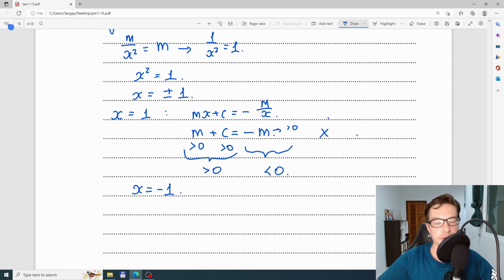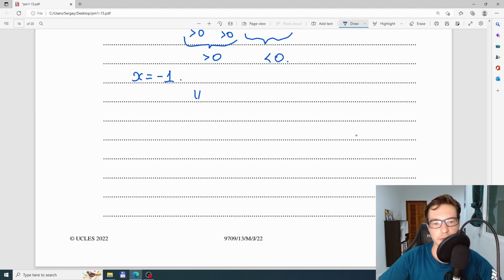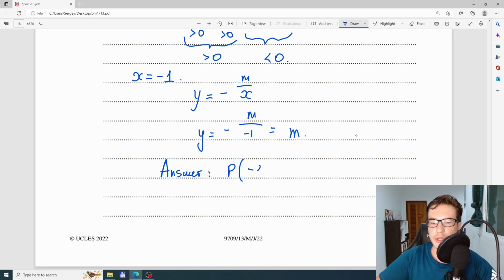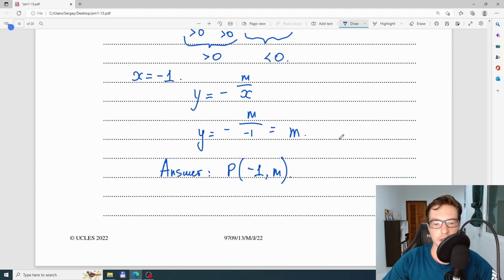And now all we have to do is substitute x equals minus 1 into the equation of the curve. So y equals minus m over x, and we get y equals minus m over minus 1. Minus and minus gives us a plus, so we get y equals m. So all in all, the point P has coordinates minus 1 and positive m. The question says, find the coordinates of P, giving the y-coordinate in terms of m. That's exactly what we got.